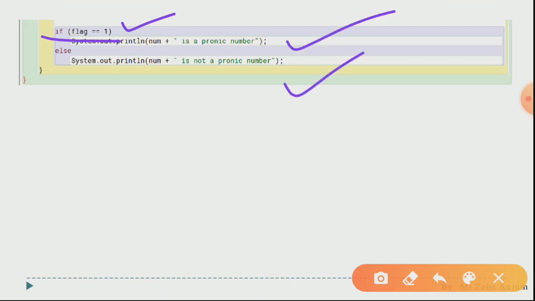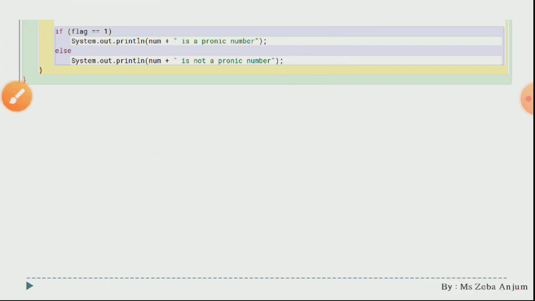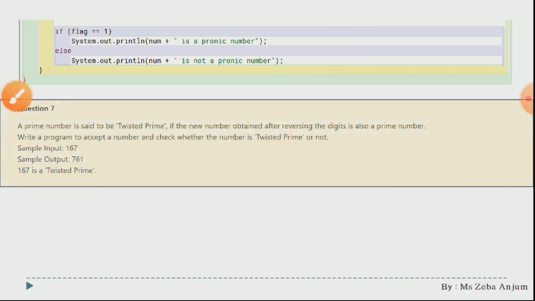Okay, got the point? Now the next question, number 7. See over here, a prime number is said to be twisted prime if the new number obtained after reversing the digits is also a prime number. Write a program to accept a number and check whether the number is twisted prime or not.